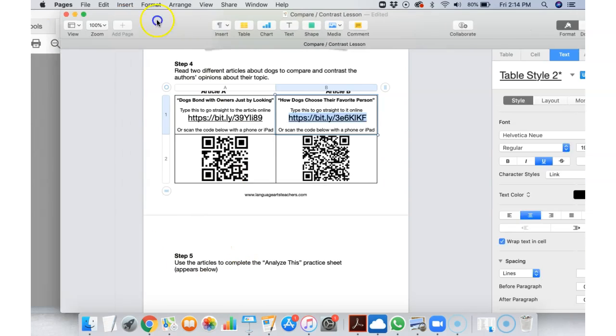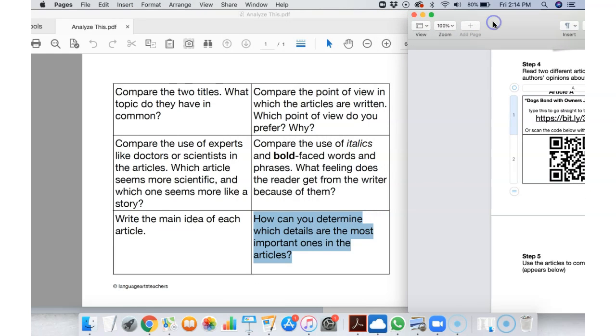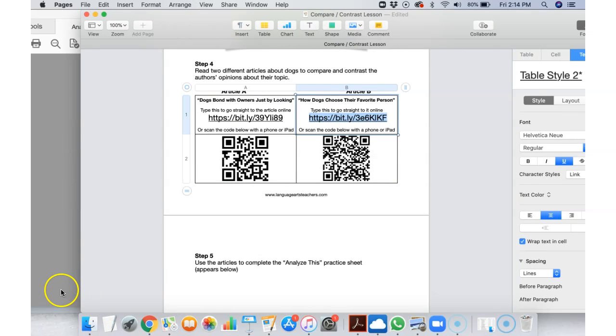You're going to go and read those two articles, and then you're going to come back to these questions, and you're going to answer these questions, and then that is it for our compare contrast lesson.